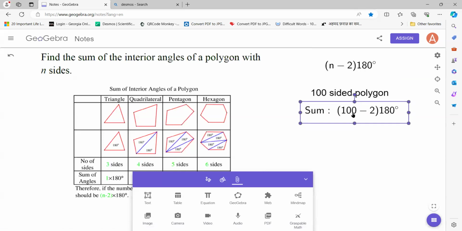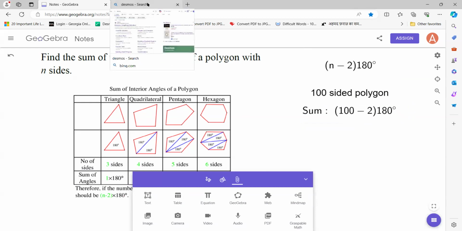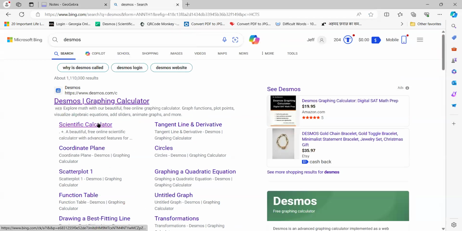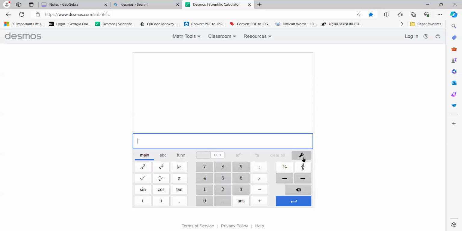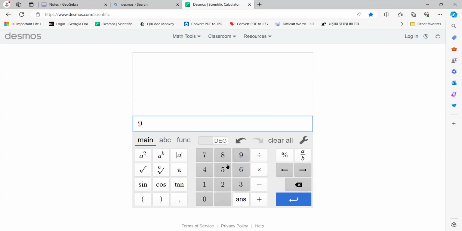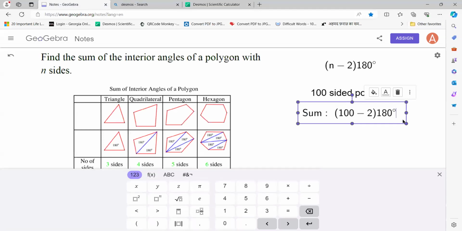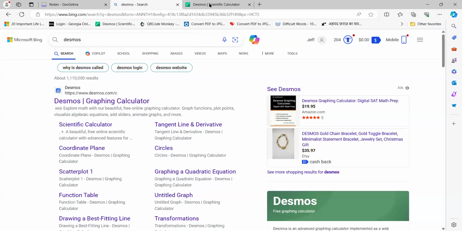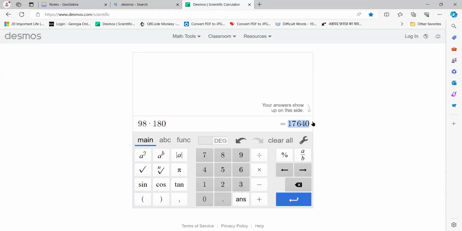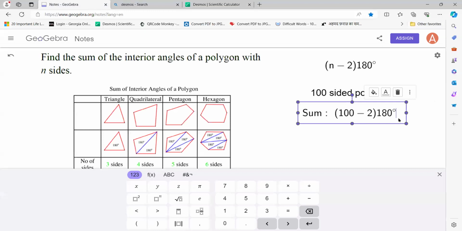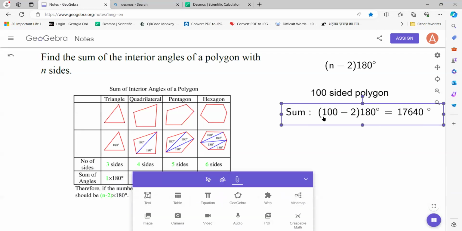Now, 100 minus 2 is 98. So I'm going to go ahead and multiply 98 by 180. I'm using a calculator. And that turns out to be 17,640 degrees. I hope that helps.